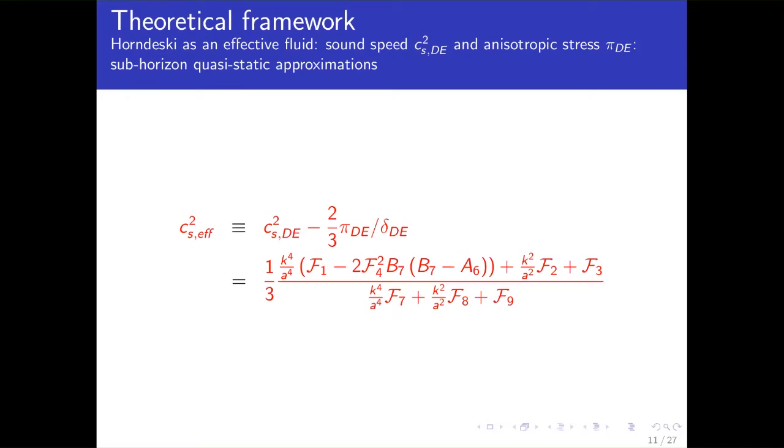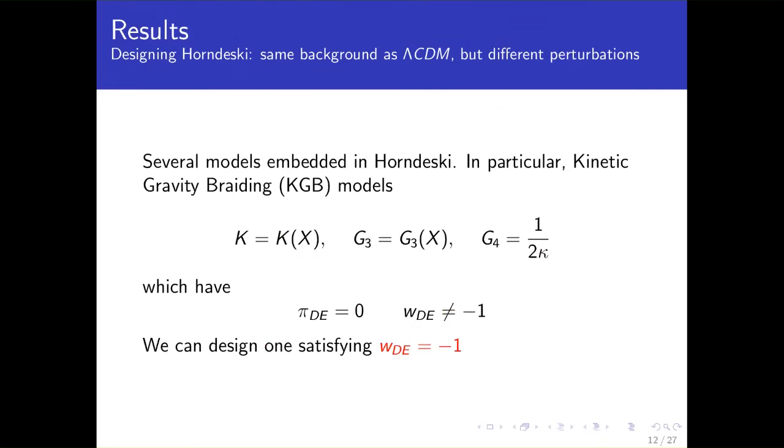Then, in this case, when the models have an anisotropic stress, one has to take into account that the stability of the perturbations is driven by an effective sound speed, which is defined in this way. Okay, so this is the quantity which has to be positive in this case. Good. So let's go for the results.